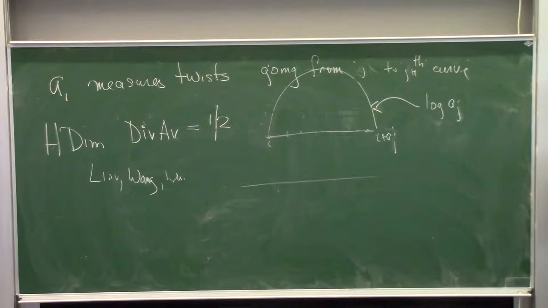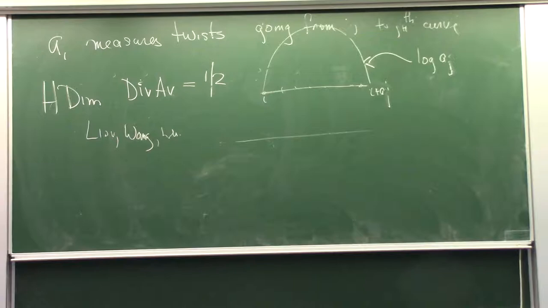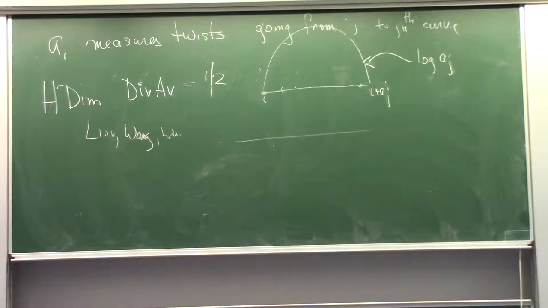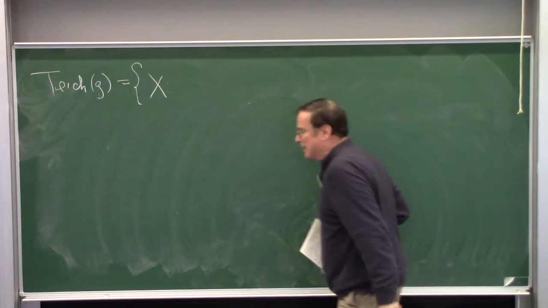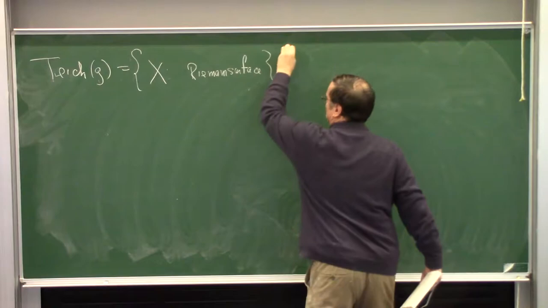Now let me move on to higher genus, but finite genus. Teichmüller space of genus g. So this is the set of, I'm not going to use hyperbolic geometry, but complex analysis, the set of Riemann surfaces of genus g modulo equivalence, which is conformal maps.